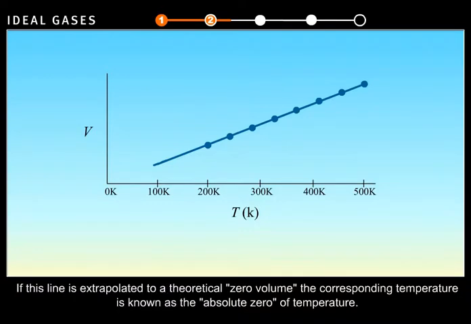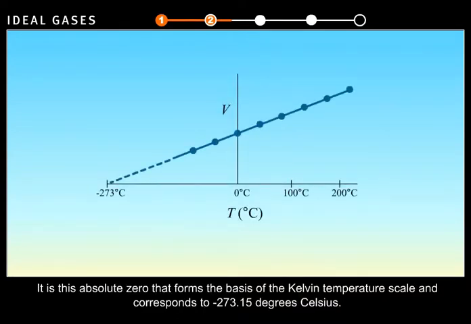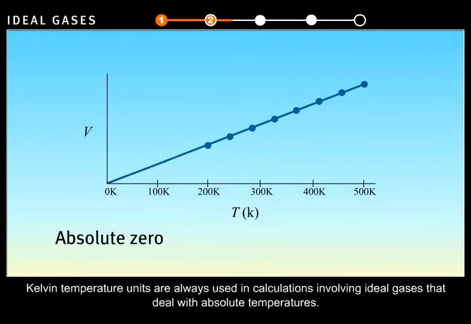If this line is extrapolated to a theoretical zero volume, the corresponding temperature is known as the absolute zero of temperature. It is this absolute zero that forms the basis of the Kelvin temperature scale and corresponds to negative 273.15 degrees Celsius. Kelvin temperature units are always used in calculations involving ideal gases that deal with absolute temperatures.